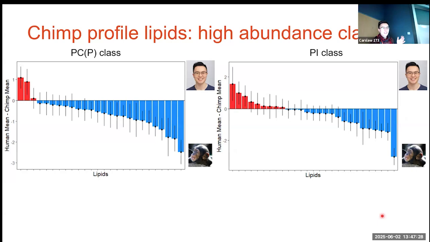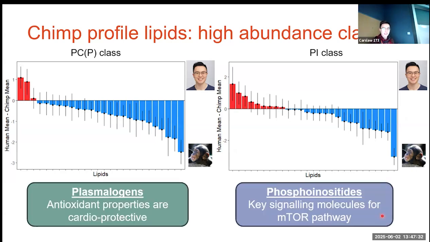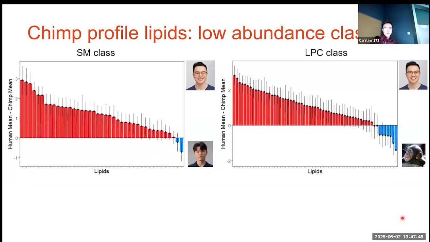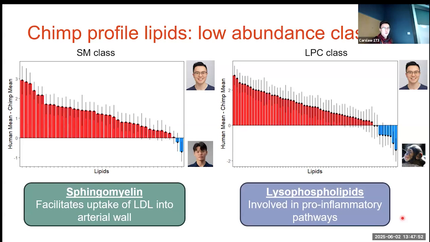And then we also looked at classes of lipids. Some things that were higher in chimpanzees included these types of lipids which had very strong antioxidant properties, as well as these signaling molecules for important lipid pathways. And if we look at some lipids that were particularly high in humans, we also saw these interesting lipid classes as well.